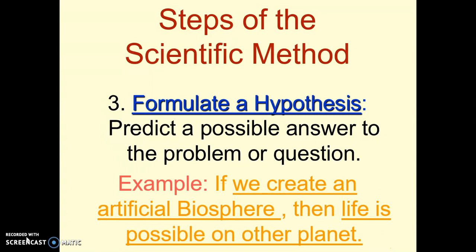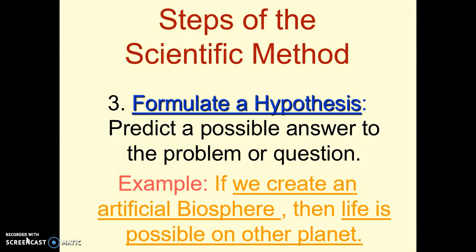So they come up with a hypothesis. A hypothesis is a kind of prediction or a possible answer to that problem. So they answered the question of why life is not possible on other planets by giving a kind of answer: if we create an artificial biosphere, then life is possible on the other planet.